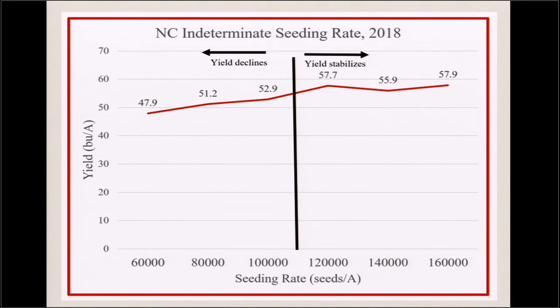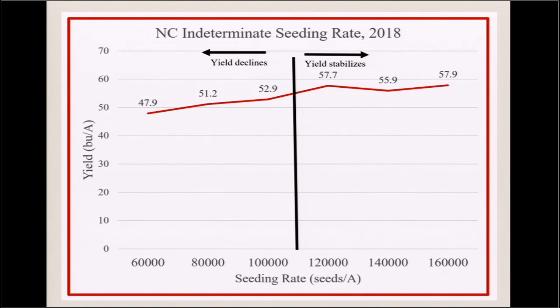What about seeding rate? Everyone is familiar with the very robust data set that Dr. Dunphy has generated on appropriate seeding rates for soybeans in North Carolina. But what about when we're looking at early planted indeterminate varieties? This graph is combined over our two varieties that we looked at in our multiple research sites in 2018. We've got seeding rate on the x-axis and yield on the y-axis.